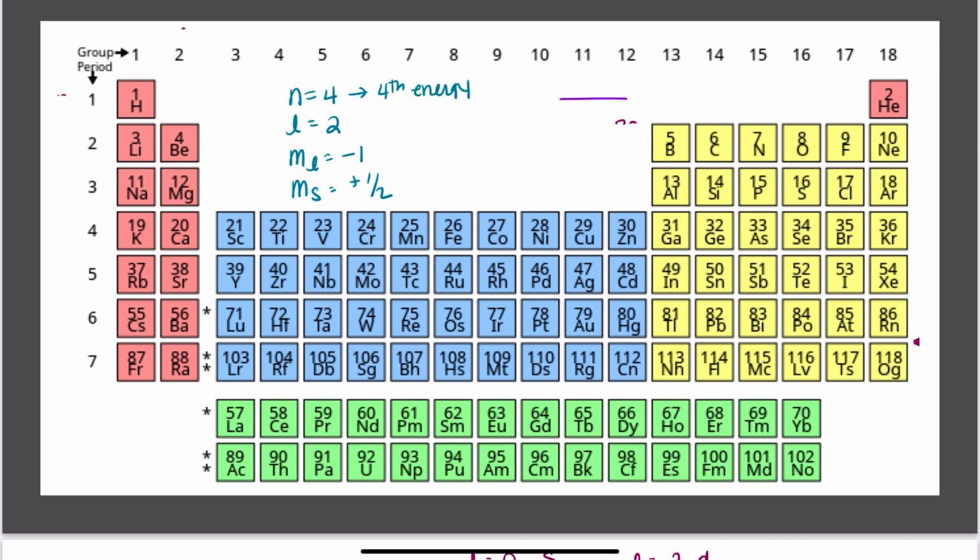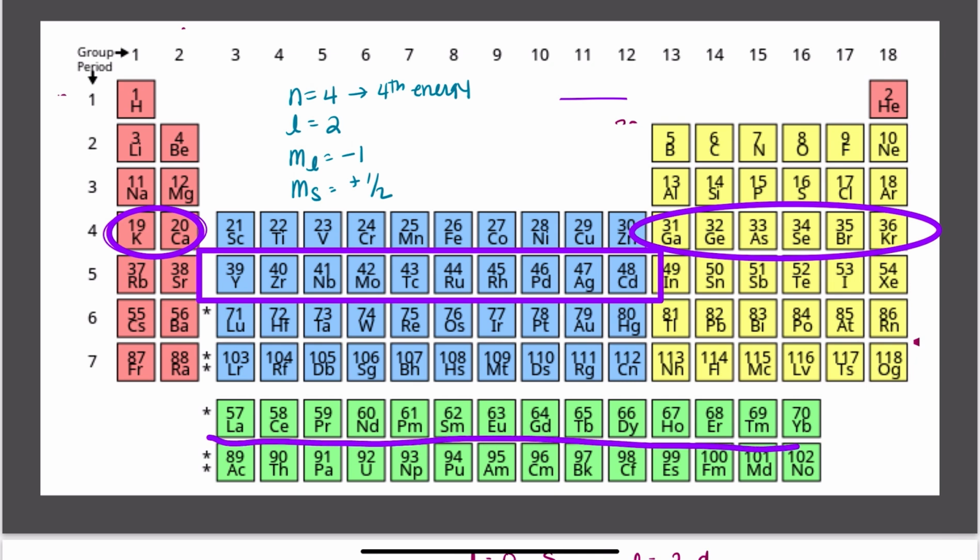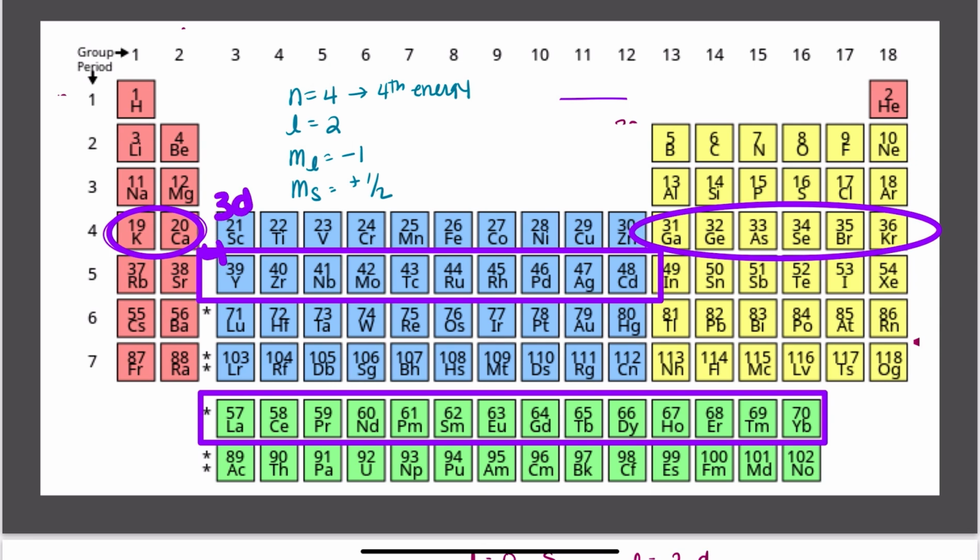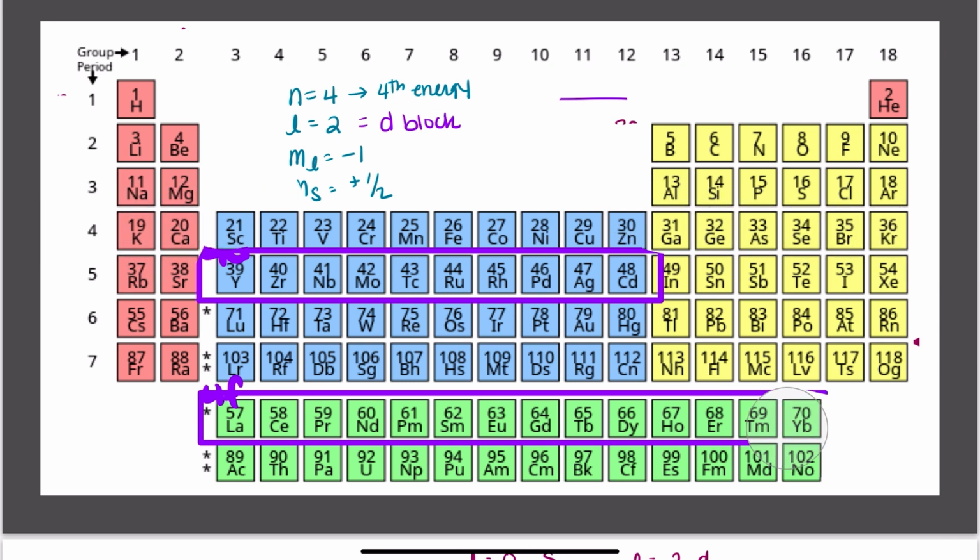I've got to be careful on that, that could be something in here, something in here, something in here, or something in here. Why? Because this is 3d, this is 4d, this is 4f, 4s, and 4p. So I know I've narrowed it down to there. Telling me l equals 2 tells me it's the d block. So I know it's not here, I know it's not here, and I know it's not here. I know it's one of these elements here.